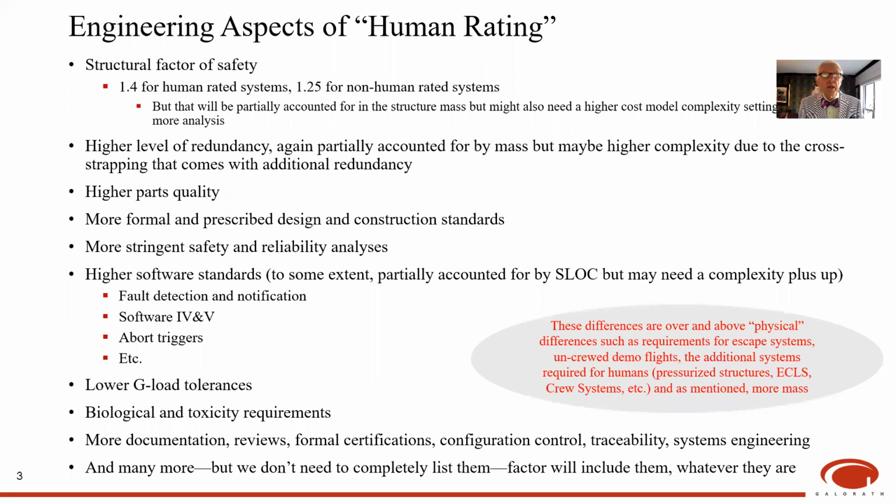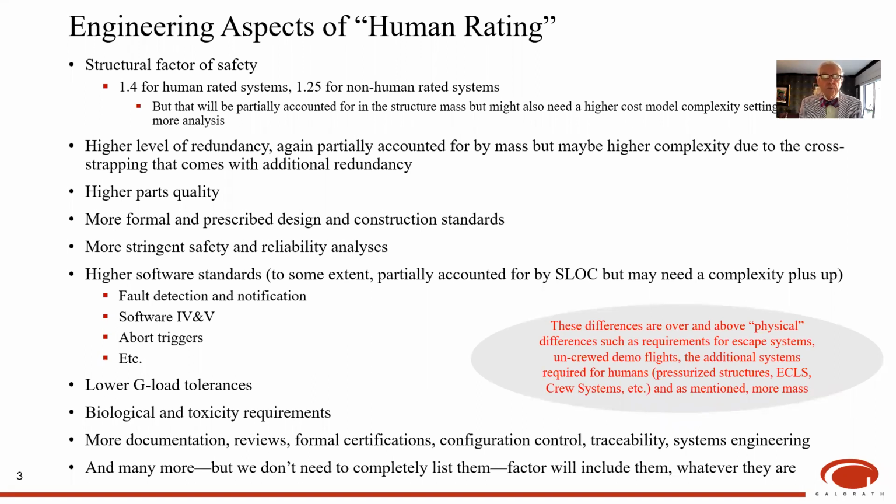First, let's discuss some engineering aspects of human rating. The structural factor of safety for human rated systems is generally higher than for non-human rated systems, typically 1.4 and 1.25 respectively. Now, this is going to be partially accounted for in your cost analysis by higher structural mass that you're going to be given. But assuming you're using a parametric cost model, you might also need to set some of the complexity settings in the model to reflect the more stringent structural analysis that's generally associated with human rated systems.